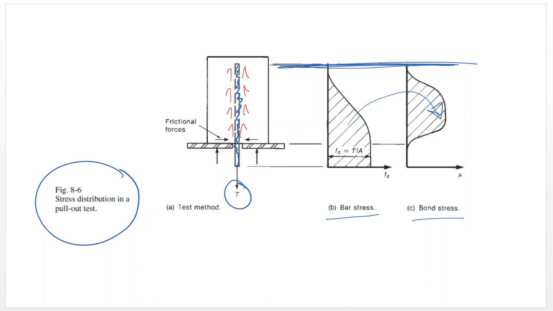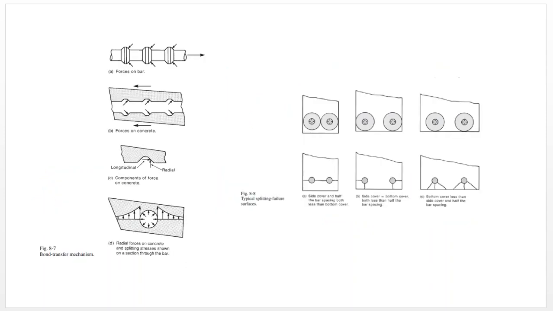So then the question is, how long does this bar need to be inside the concrete in order to fully transfer the complete yield stress that could be put in the bar? So basically, can we yield the bar without it coming out or breaking the concrete? The mechanisms by which that happens are basically two.